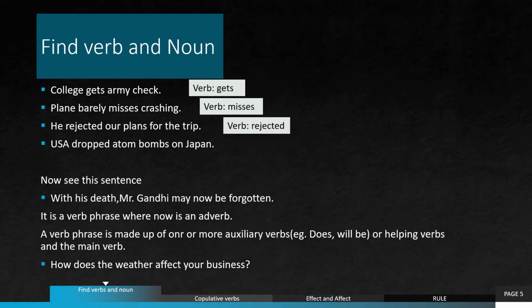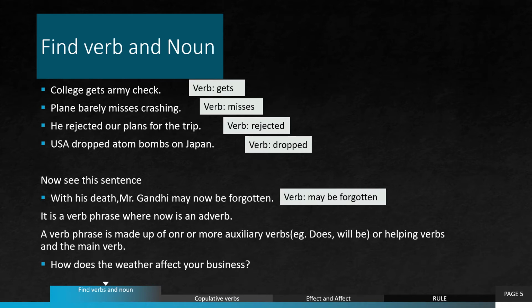USA dropped atom bombs on Japan. So USA did what on Japan? It dropped atom bombs. So the verb is dropped. Now see this sentence. With his death, Mr. Gandhi now may be forgotten. So what's the verb here? The verb is may be forgotten. He might be forgotten. So the verb is may be forgotten.